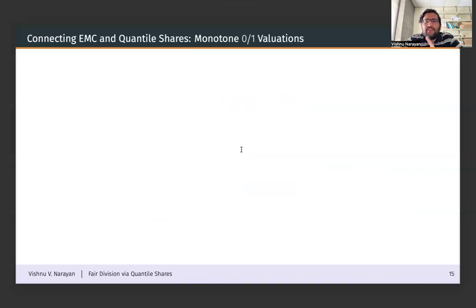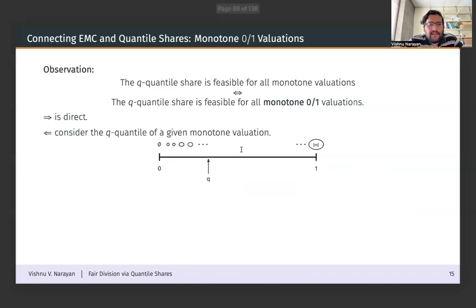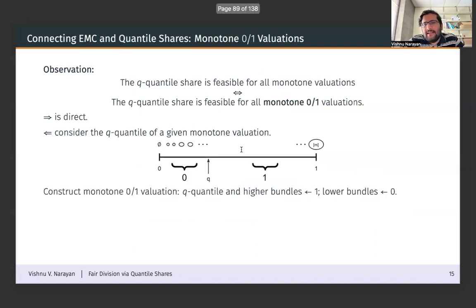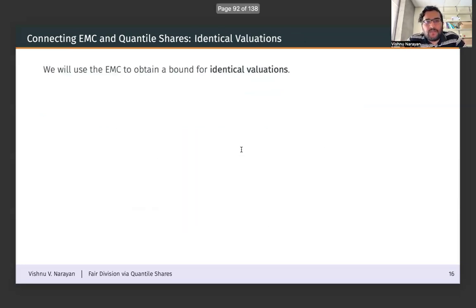Well, the first thing we're going to do is reduce to monotone 0-1 valuations. So observe that the Q quantile share is feasible for all monotone valuations if and only if it is feasible for all monotone 0-1 valuations. The forward implication is direct. For the backward implication, take a given monotone valuation and consider the Q quantile, set everything to the left of that to value 0 and everything to the right to value 1. Now in this new 0-1 valuation, any Q fair allocation has to give all the agents a 1 bundle. So the same allocation has to be Q fair for the original values. So it suffices to consider 0-1 valuations.